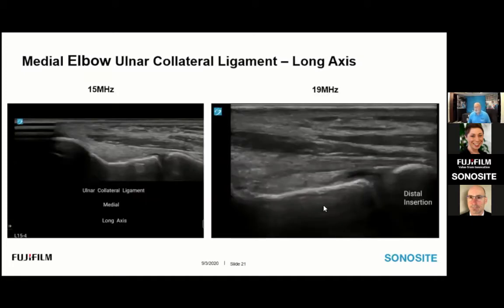The medial elbow anatomy is often accessible to higher frequency sound as well, as we see here. While the linear 15 megahertz transducer provides very impressive image clarity, the 19 megahertz takes this detail to another level of image clarity. Note the margin definition of the mid to distal ulnar collateral ligament and the exquisite detail at the distal enthesis. Note also how well differentiated the deep peritendinous fatty tissue is from the far field margin of the ulnar collateral ligament.